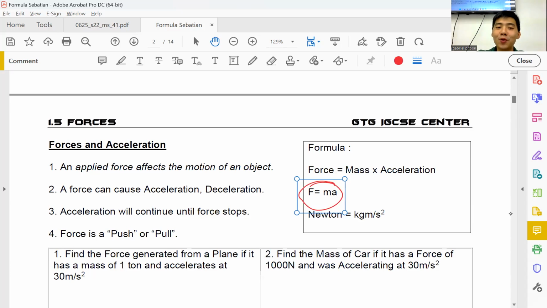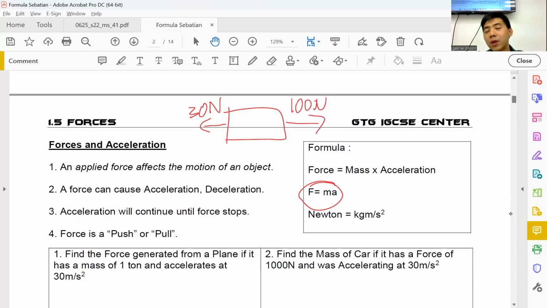For example, if I have an object here that is being pulled with 30 newtons and another force here that pulls it with 100 newtons, what's my F? 130 or what? Good, it is the 70. Why is it the 70? Because this is your resultant force. Always remember, whenever we talk about F equals ma, your F must be the resultant force and not just any random forces. It must be the resultant force, right?